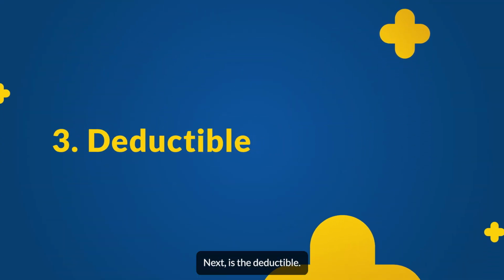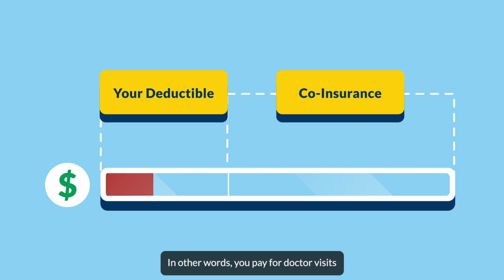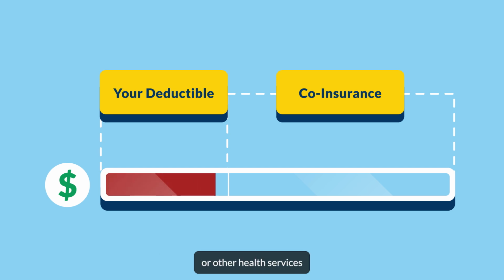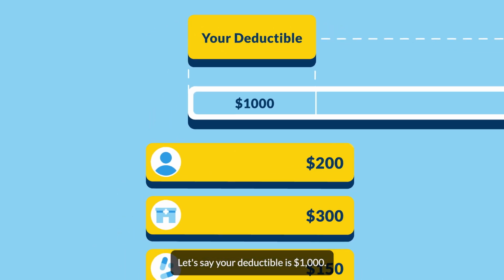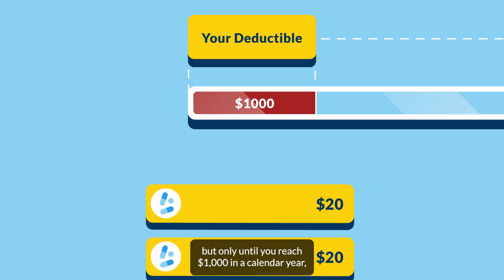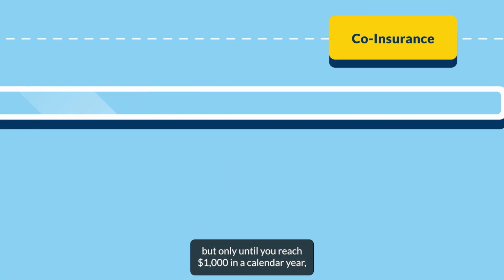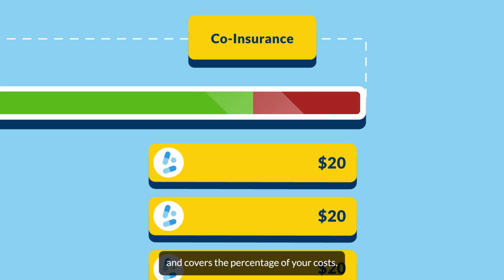Next is the deductible. Your deductible is the amount you'll have to pay on your own for health services before insurance starts paying. In other words, you pay for doctor visits or other health services up to the amount of your deductible. Let's say your deductible is $1,000. Every time you go to the doctor or hospital, you pay for those visits yourself, but only until you reach $1,000 in a calendar year. Then, your coinsurance kicks in and covers a percentage of your costs.